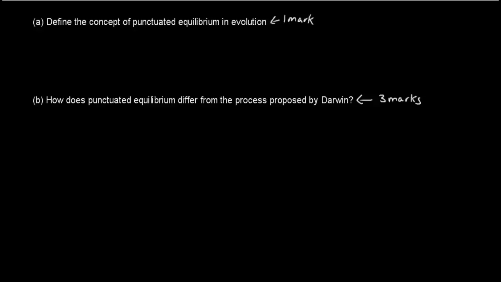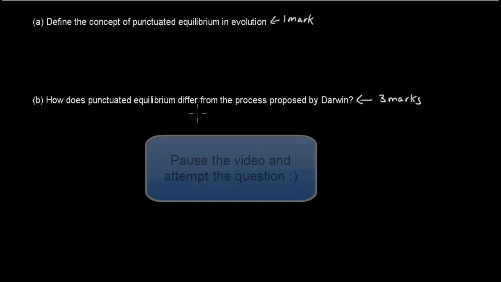So the question itself, there are 2 parts to this question. A is: define the concept of punctuated equilibrium in evolution. That's for 1 mark. And B is: how does punctuated equilibrium differ from the process proposed by Darwin? And that's for 3 marks. So pause the video and attempt the question.